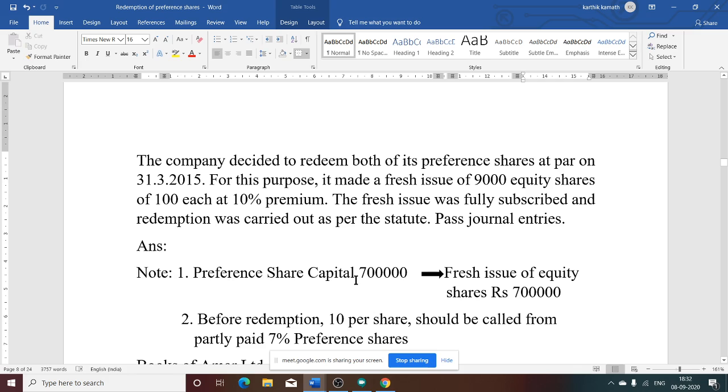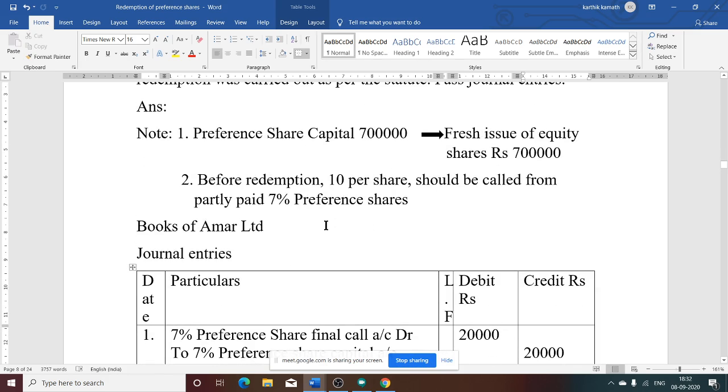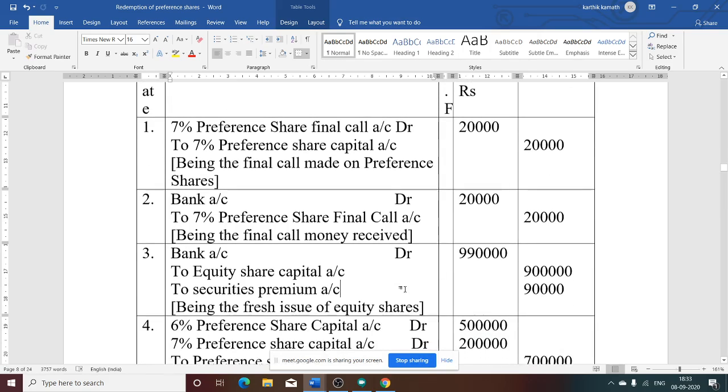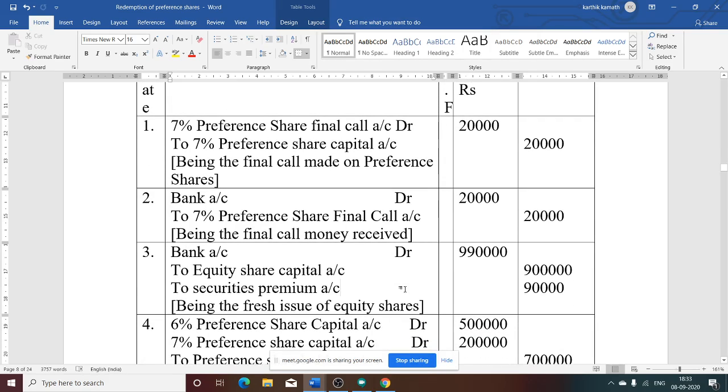In the problem, they have mentioned a fresh issue of 9,000 equity shares of 100 each at 10% premium. So there is bank account debit, to equity share capital, to security premium account. How to calculate the security premium account? 9,000 into 100, that is 9 lakh. 9 lakh into 10%, you will get 90,000, credit balance of security premium account. So the total bank amount will be 9 lakh 90,000. That is the third entry.